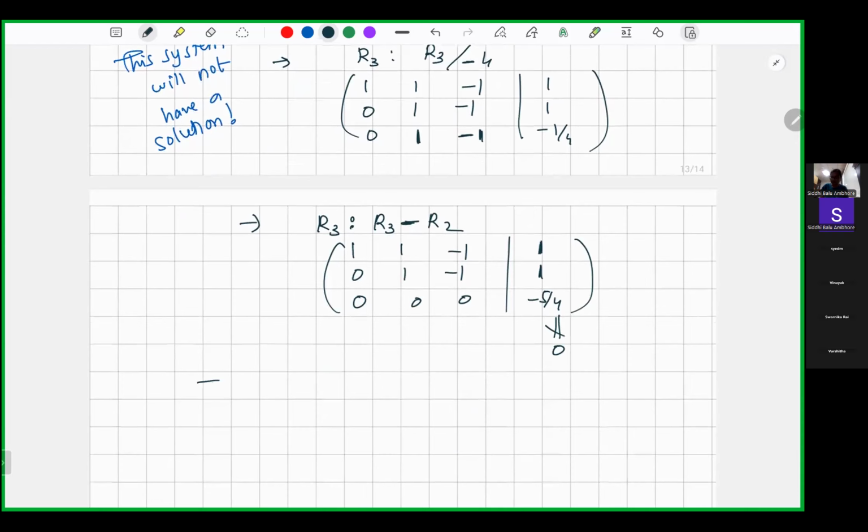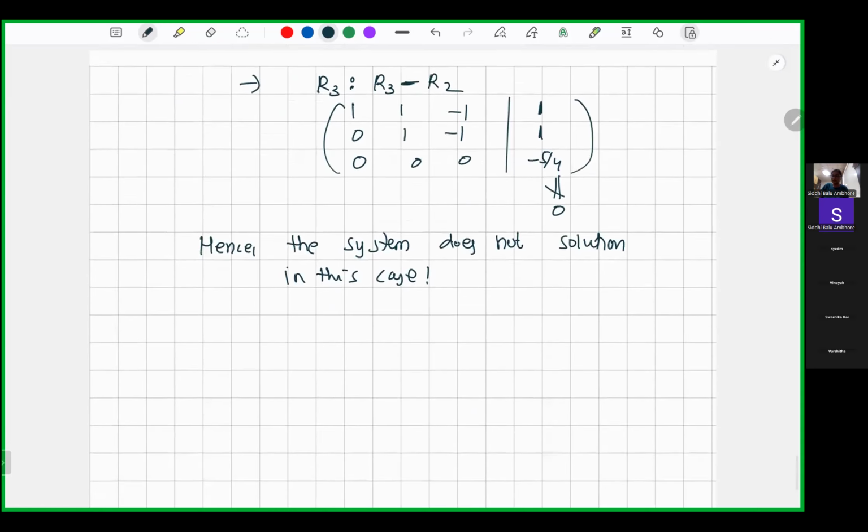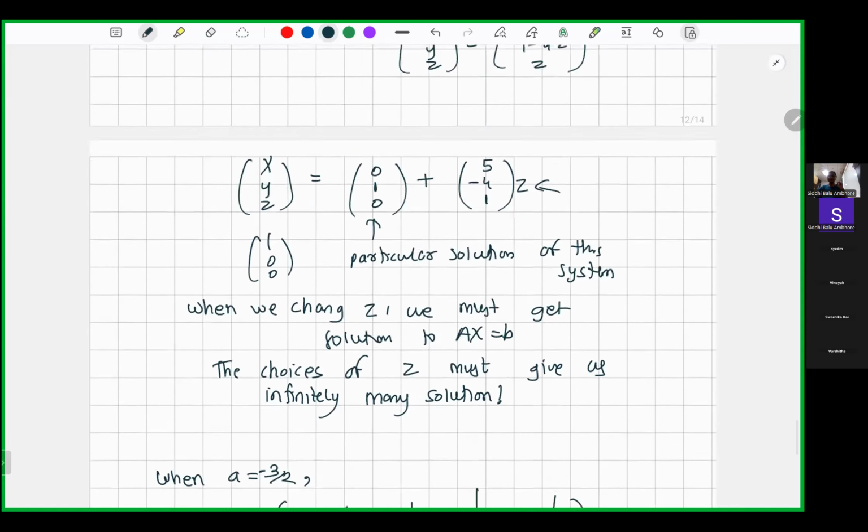So, hence, the system does not have a solution in this case. Because, see, whatever value of y and z you substitute here, this equation becomes 0x plus 0y plus 0z is equal to minus 5 by 4. Not possible. Is it okay? What we did, I hope you got the idea that whatever we did so far is actually correct, and all the conditions we got for a.